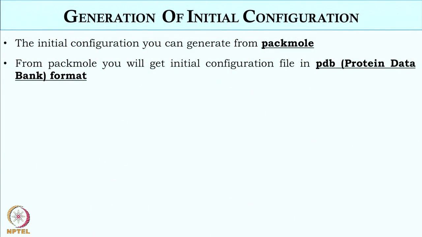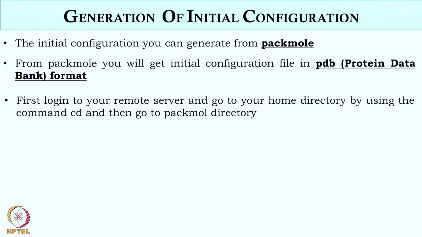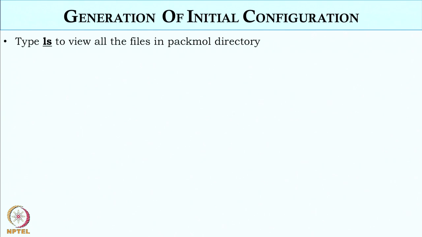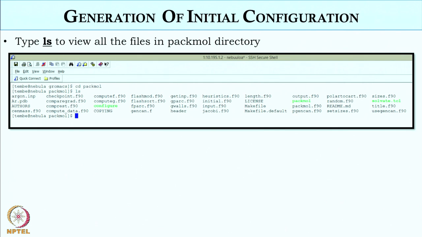Now we are discussing how to generate initial configurations using a software, PackMol. From PackMol, the configuration which we will get will be in PDB format, that is the Protein Data Bank format. First we have to log into our remote server, and then go to the PackMol directory using the command cd. If you type cd PackMol, it will go to your directory PackMol, and we can type ls to view all the files that are present in the PackMol directory.